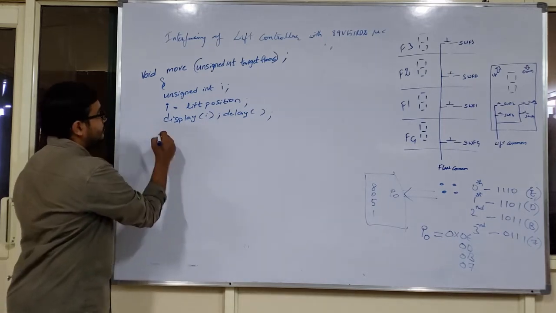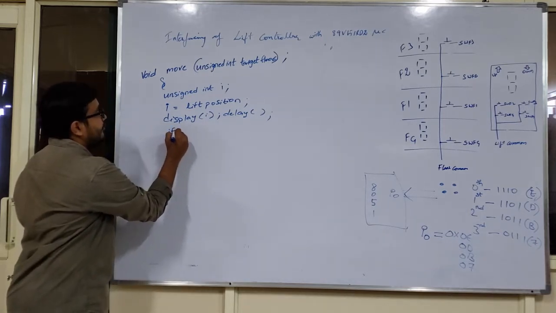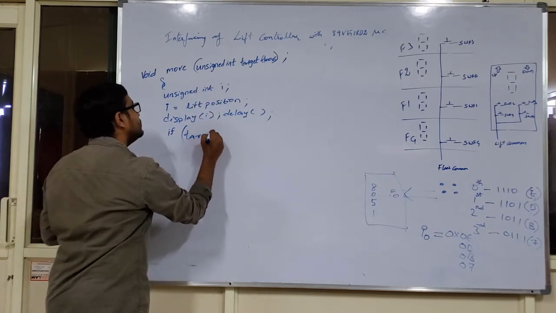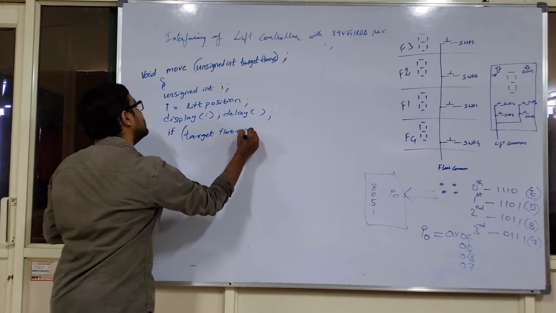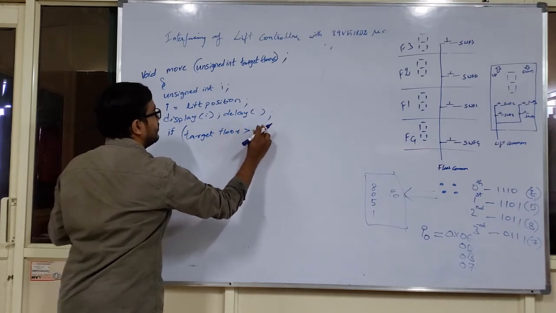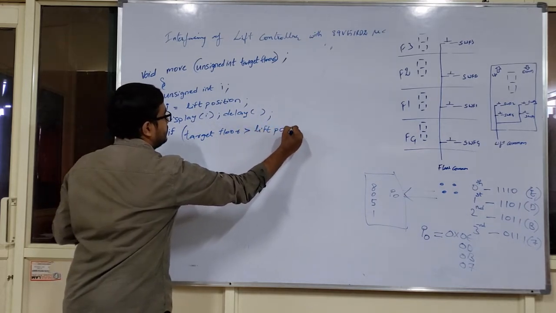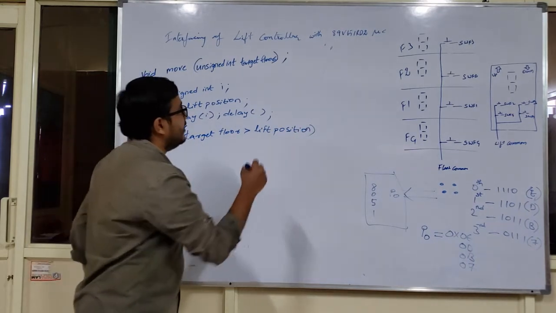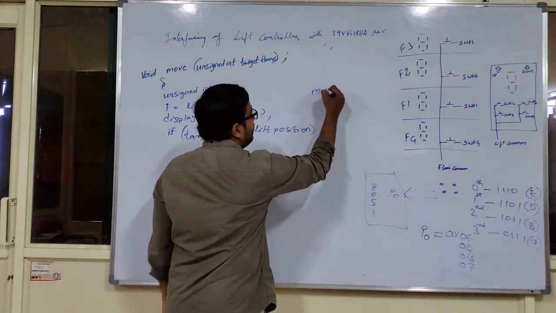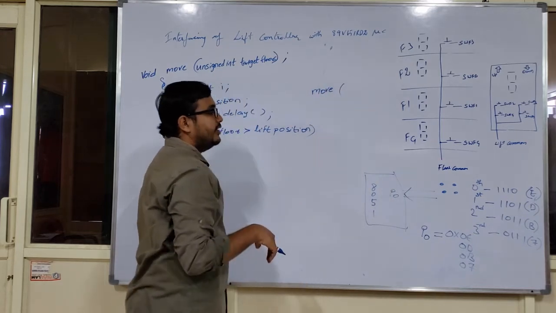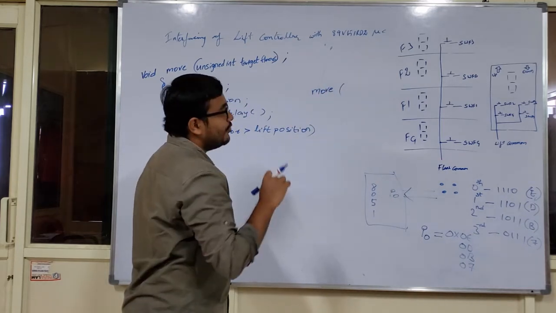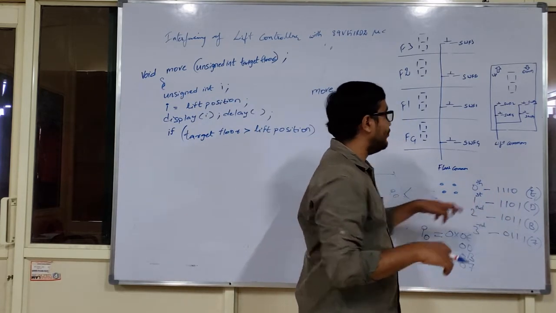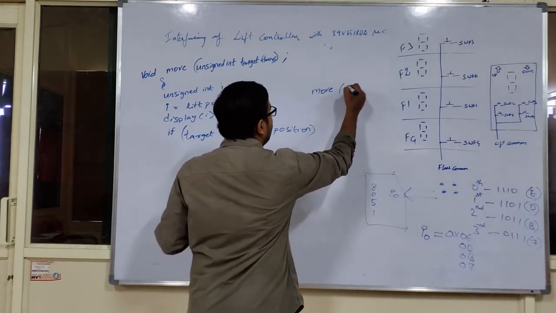Okay, now if the target floor is greater than the lift position. Earlier I used if target floor is equal to 0x0e, I have to go to second floor. I have to go to 08 floor.